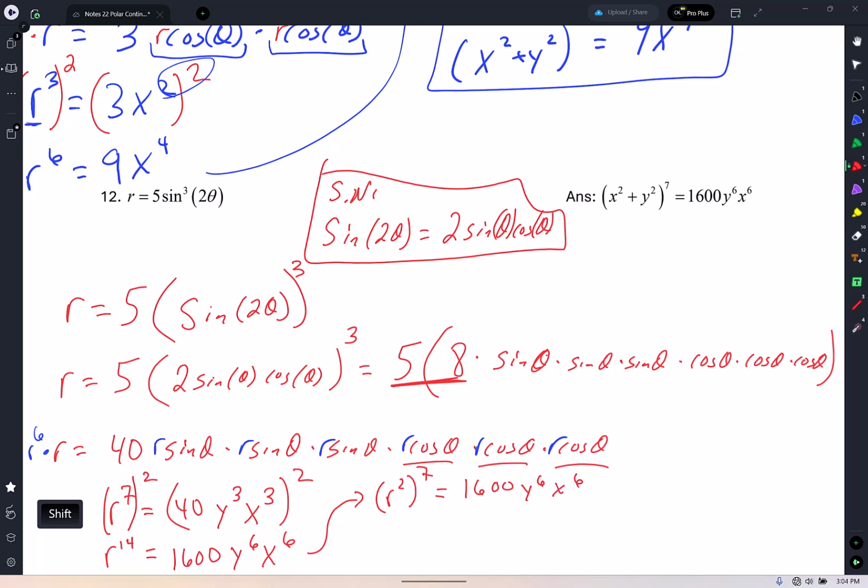What's the last move? Yep, into the r squared. x squared plus y squared, closed, to the 7th power, equals 1600 y to the 6, x to the 6. Is that what they have over there?